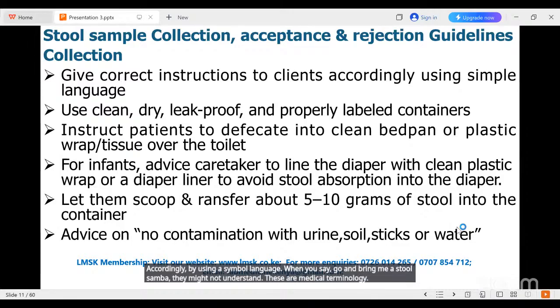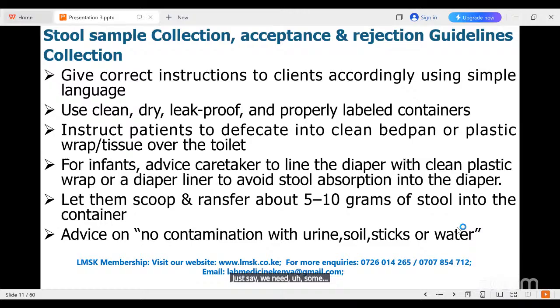Just say, we need tunataka hacha kubwa ama hacha ndogo. You specify. Sometimes when you say, tunataka choo, someone brings you urine because they know that urine goes to the toilet and stool as well goes to the toilet. So someone can bring you a specimen that you did not request for because you used the wrong language.